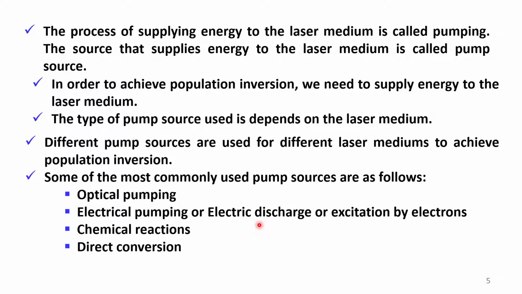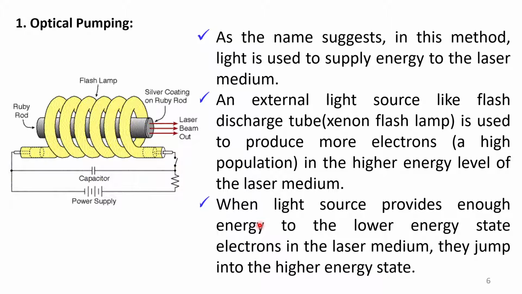Now we are going to see the most commonly used pumping sources, which are as follows. The first one is optical pumping, the second one is electrical pumping, the third one is chemical reactions, and the fourth one is direct conversion. Students, we are going to see in detail these different types of pumping sources or pumping methods. The first one is optical pumping.